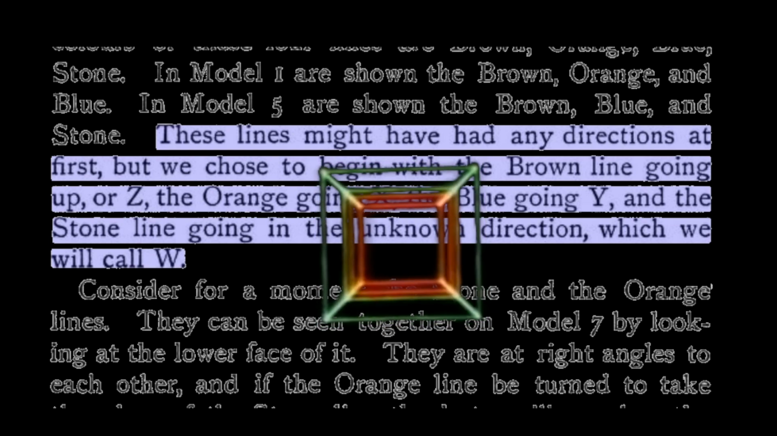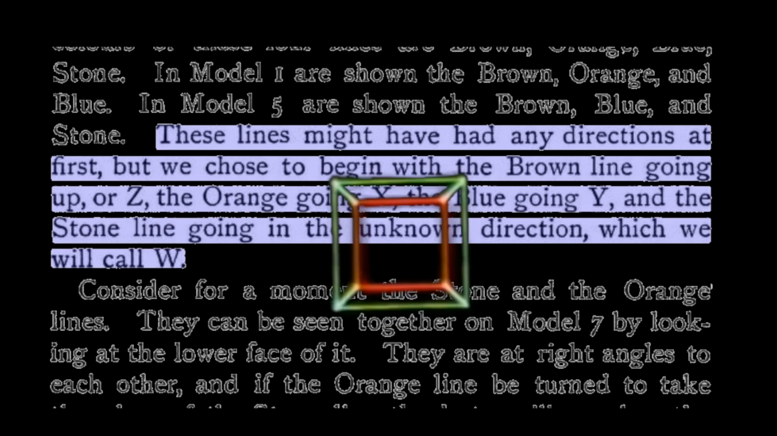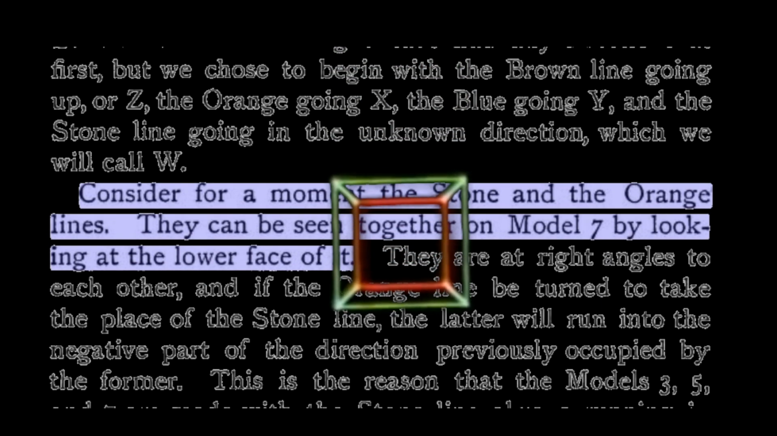These lines might have had any directions at first, but we chose to begin with the brown line going up, or Z, the orange going X, the blue going Y, and the stone line going in the unknown direction, which we will call W. Consider for a moment the stone and the orange lines.